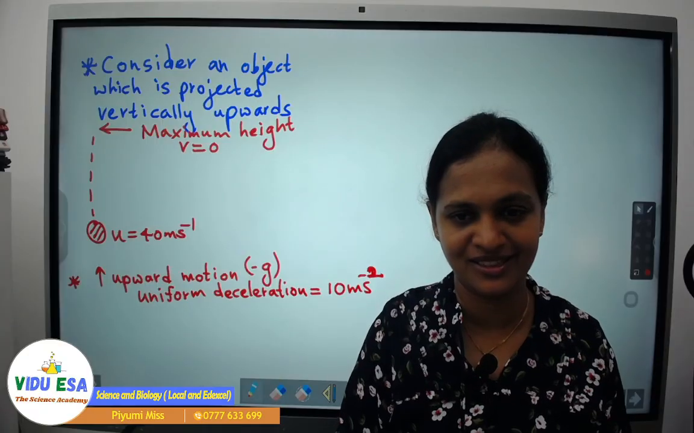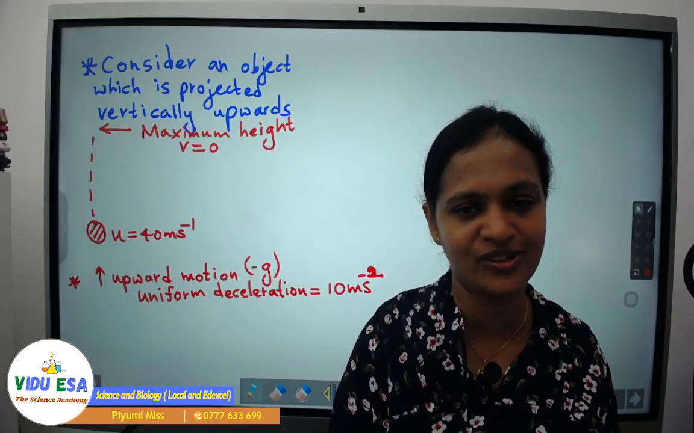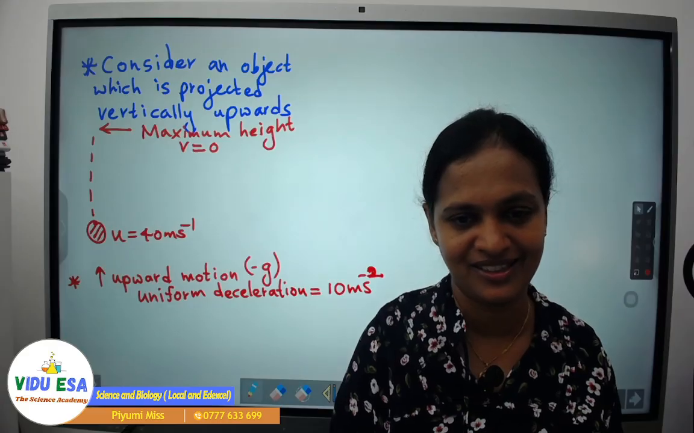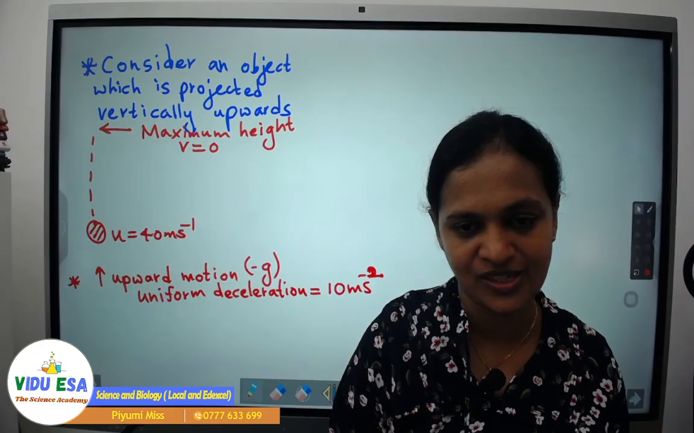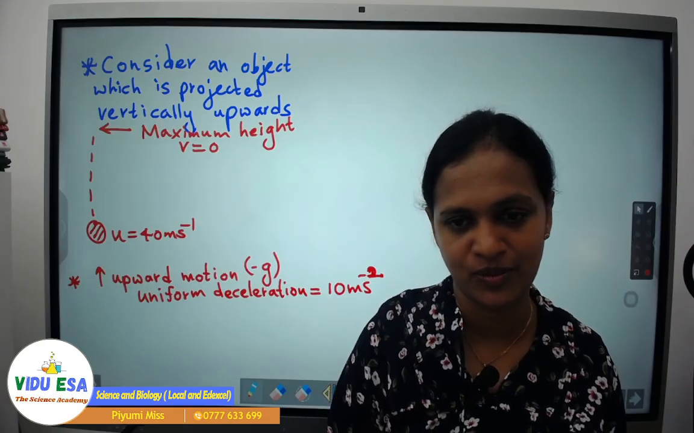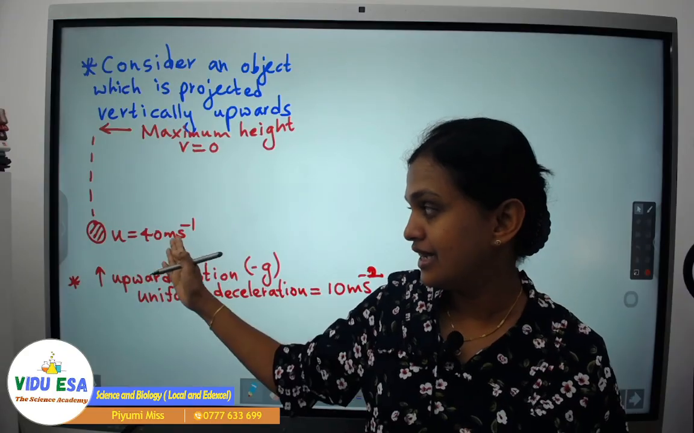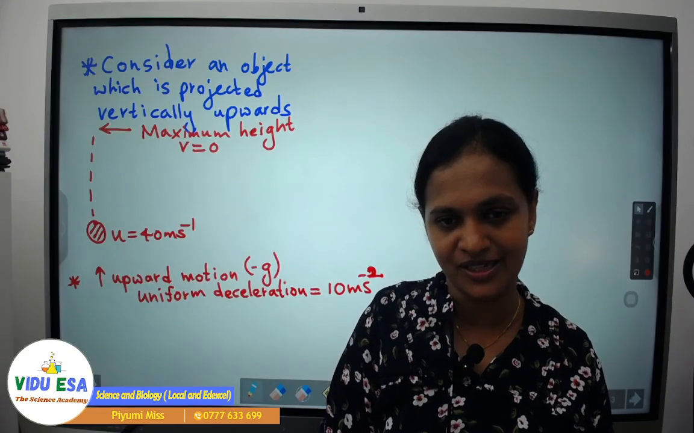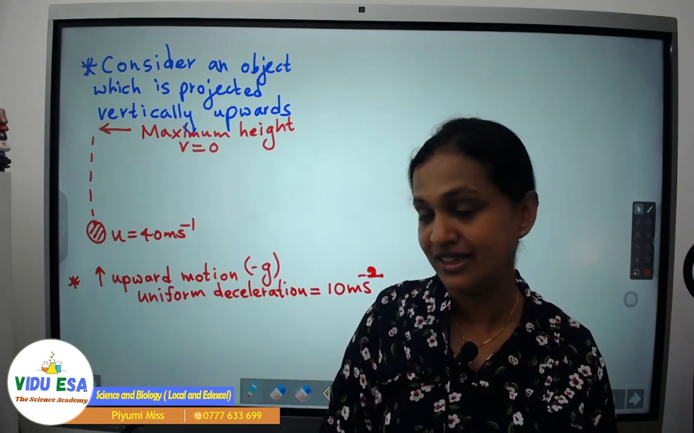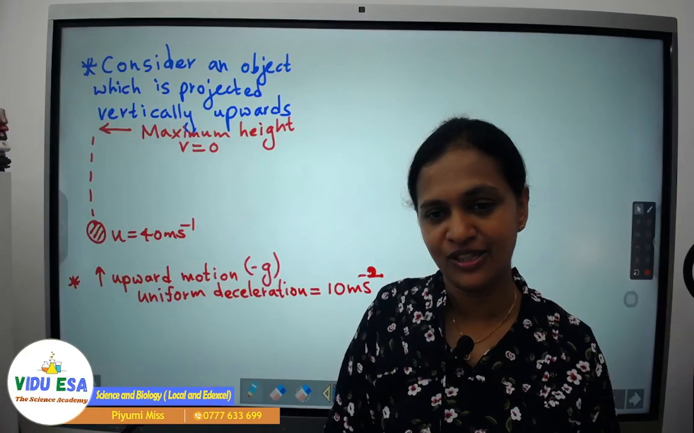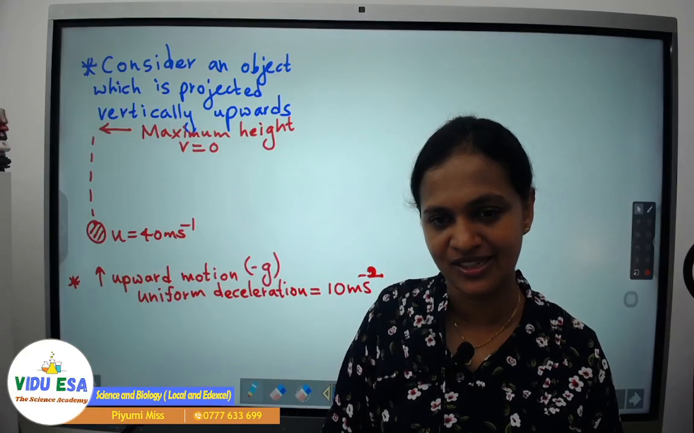So by looking at this, you can say what is the time taken for the object to reach the maximum height. The object takes how many seconds to reach the maximum height? Upward motion is a uniform deceleration. Velocity reduces by 10 ms minus 1 in each second. It starts at 40 ms minus 1. So in each second, velocity reduces by 10. So for the velocity to become 0, how many seconds should it take?